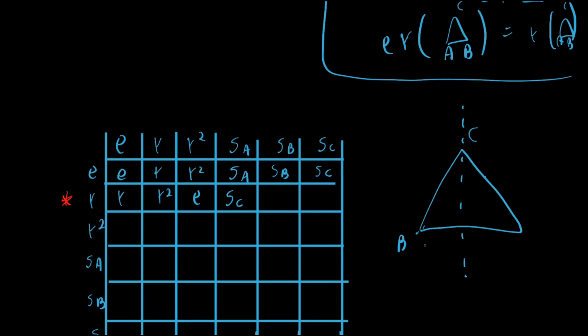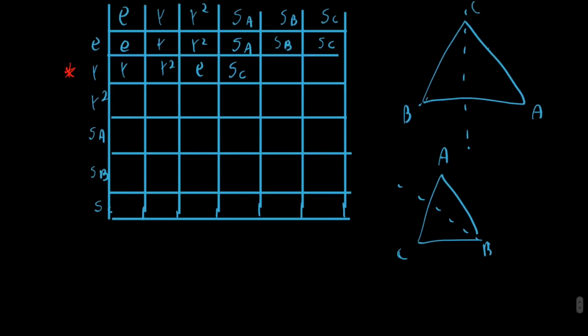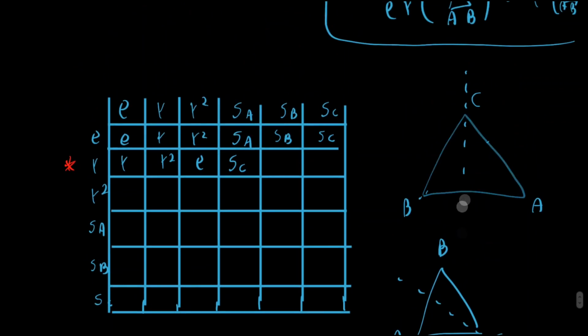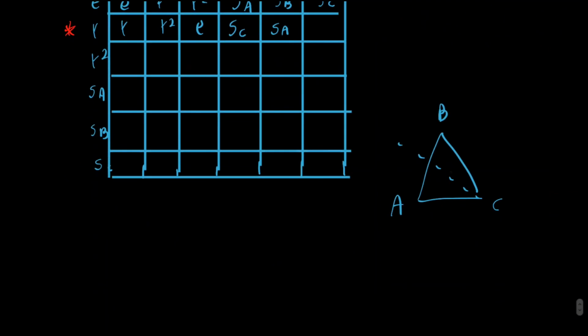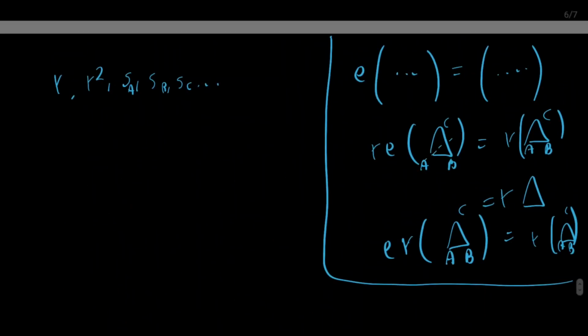Now let's do the same for SB. Let's go to the starting triangle, A, B, C. Let's reflect around B. It will be like this. And then if we rotate 120 degrees counterclockwise, what we get is the following triangle. But again, this should remind you of something. This is just SA, because, as you can see, we just reflected around this axis here.